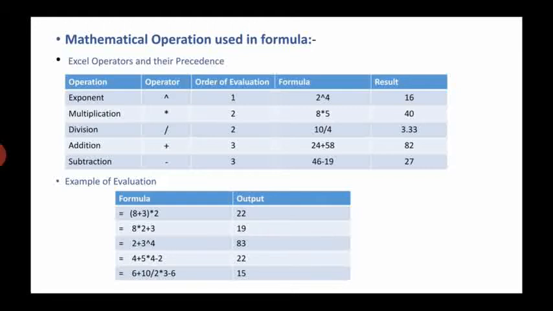After that, addition and subtraction operations are given equal importance. They are carried out in the order in which they occur in a formula, from left to right. So, if two operators have the same order of evaluation, Excel simply evaluates them from left to right. Some examples of how Excel evaluates formulas are given in the second table.